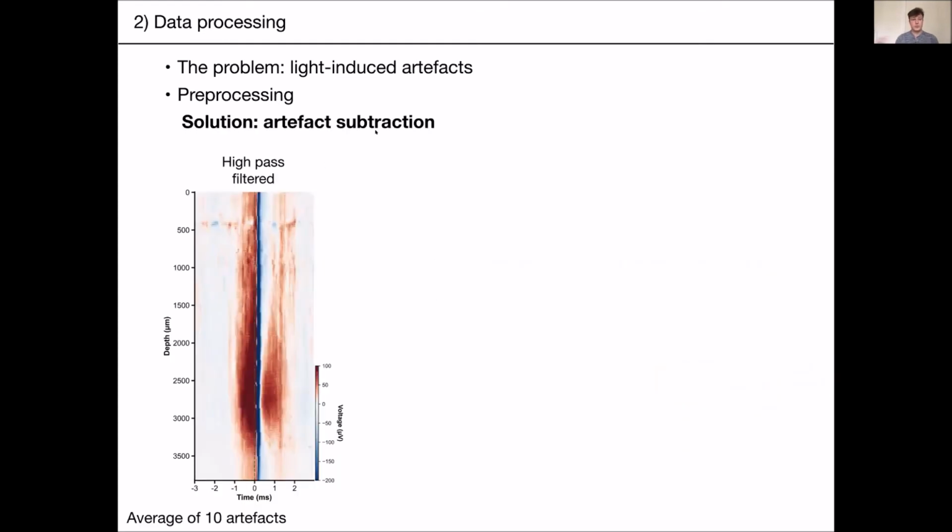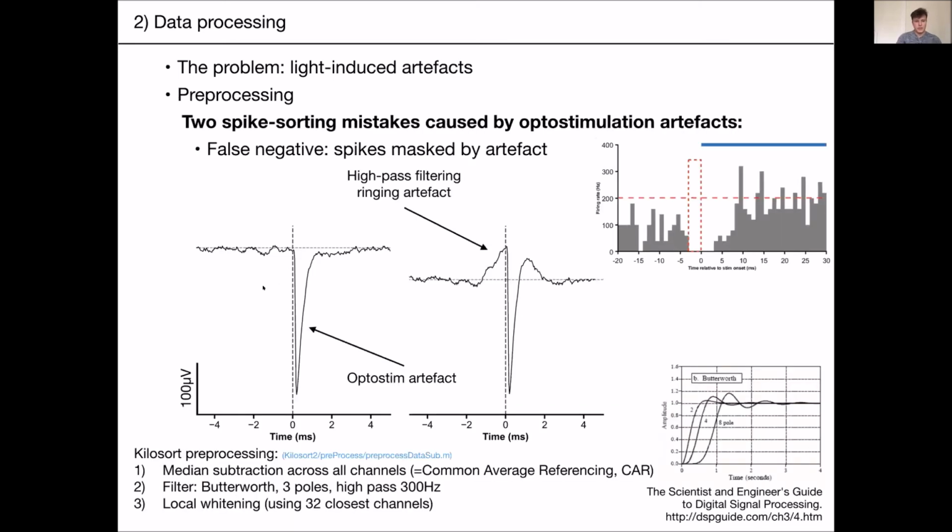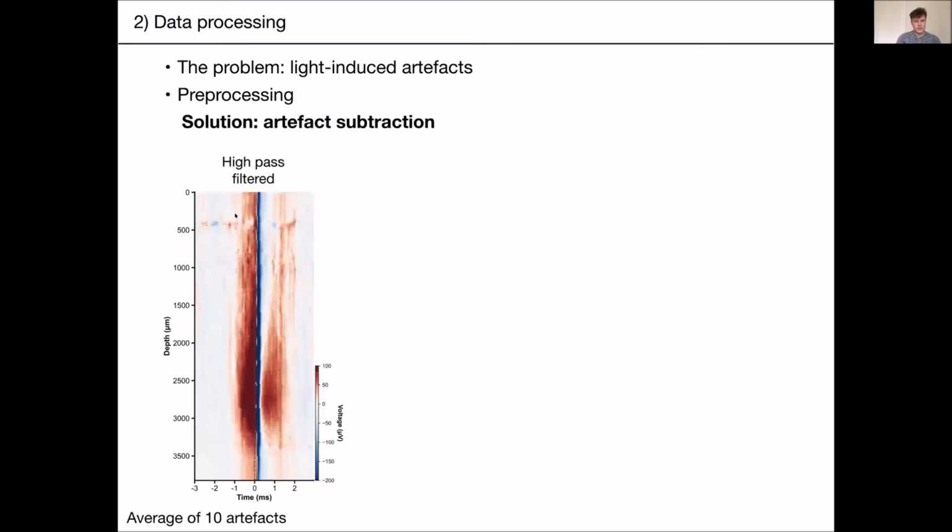Okay, so now let's find ways to handle this problem. Essentially, what you want to do is subtract the artifact, as Andy said. And you can indeed do a good job with it. So first of all, here is exactly the same plot as this one there, but now shown across every channel as a heat map.